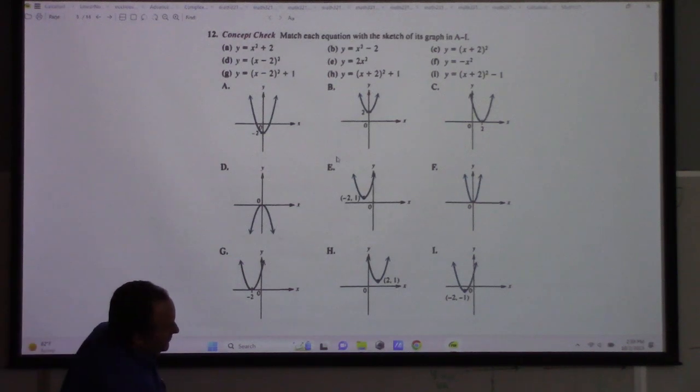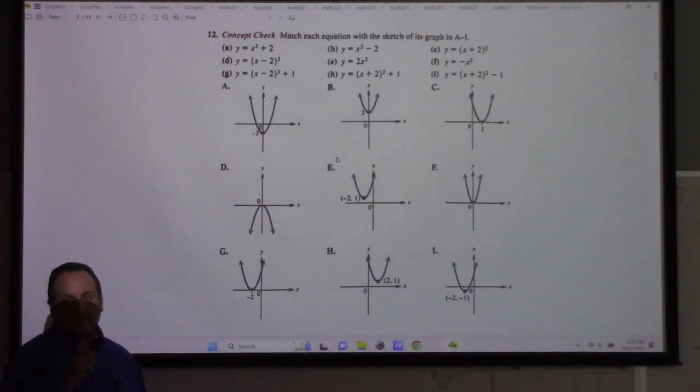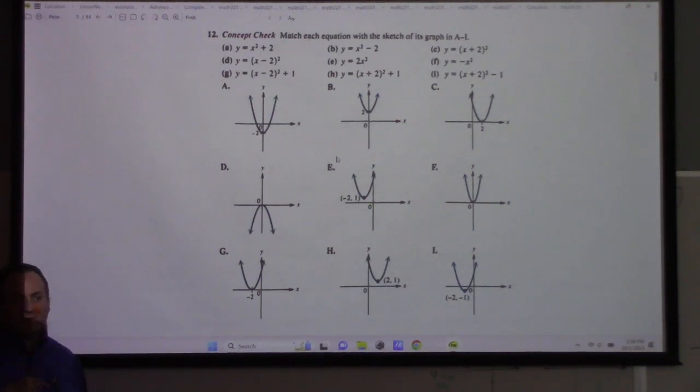And our last example for today, this is what we haven't gotten into yet. y equals minus x squared. That's the flip. That's the thing we need to talk about next class. So that's a good stopping point for us.